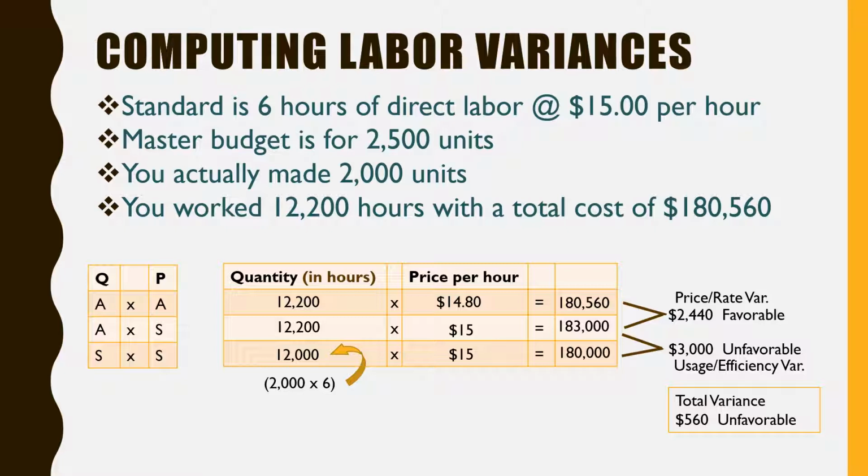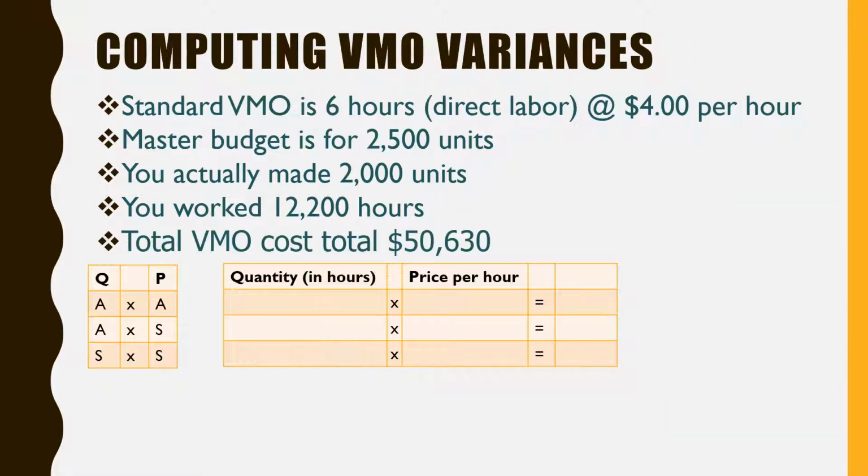You often don't have much control over the rates. It depends on what your union contract says, but the efficiency variance really is telling you how efficiently you're using your labor.